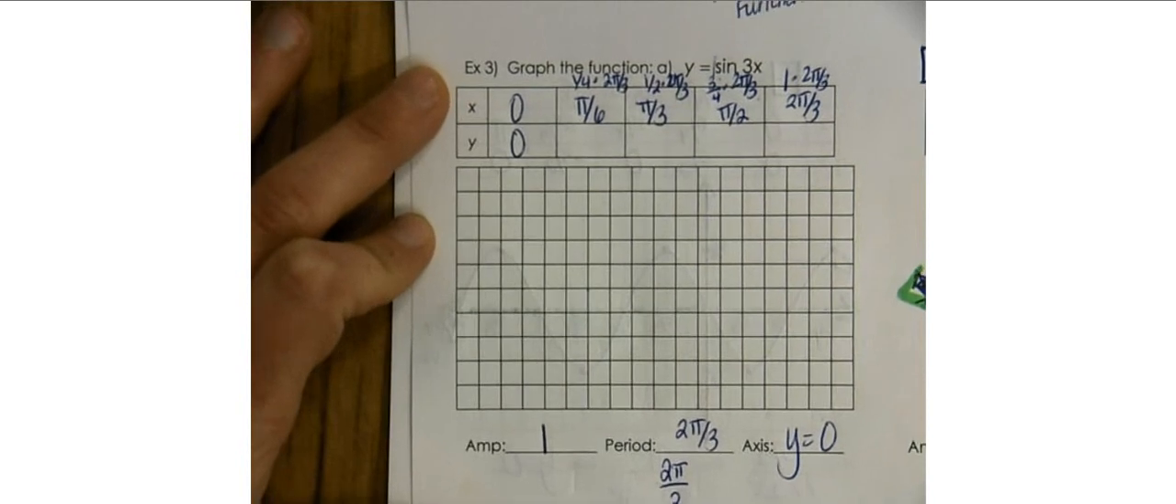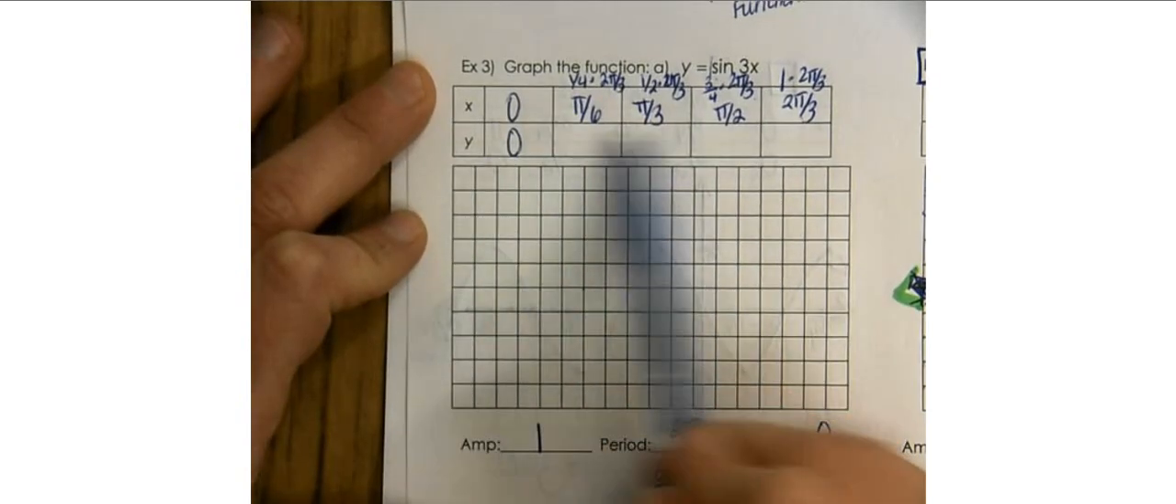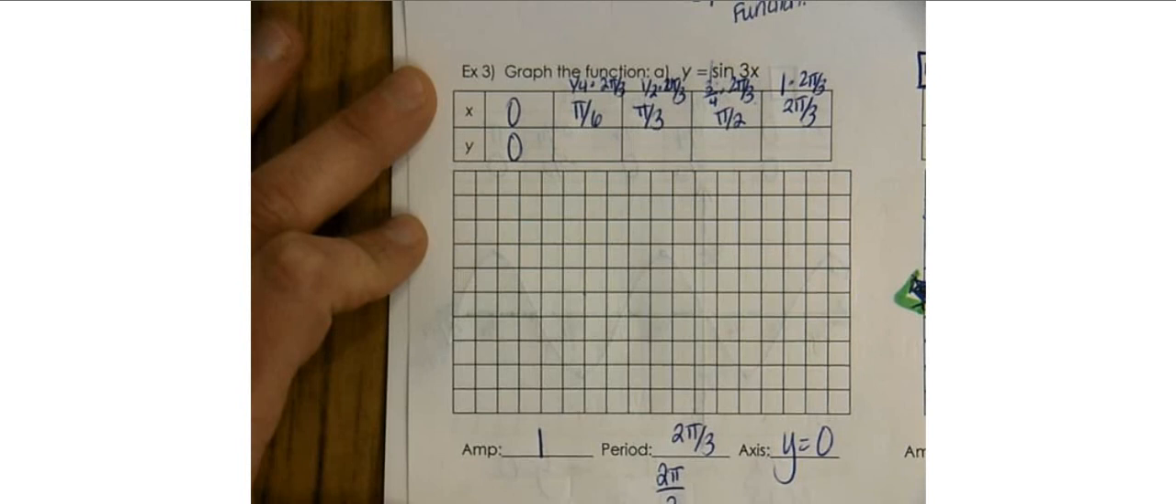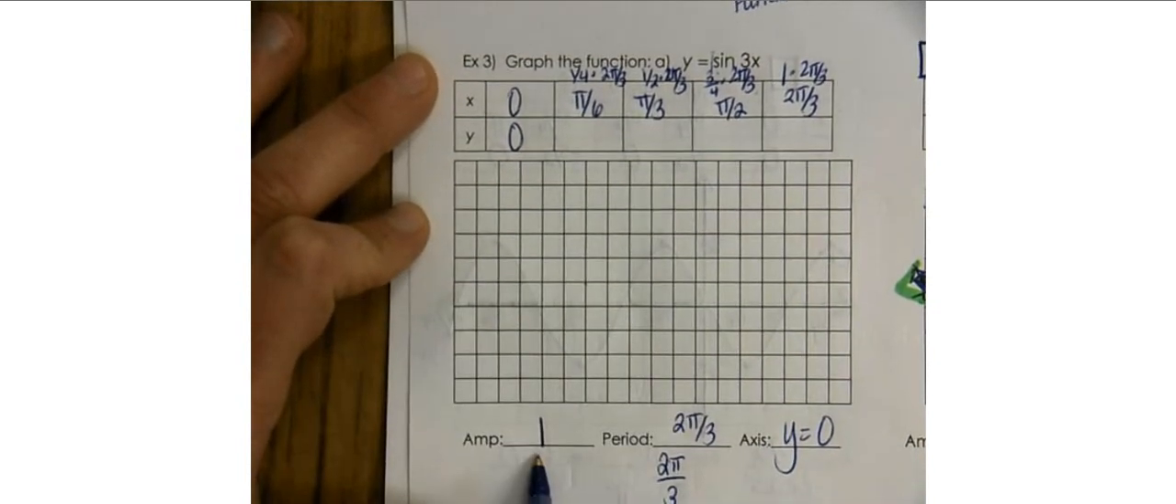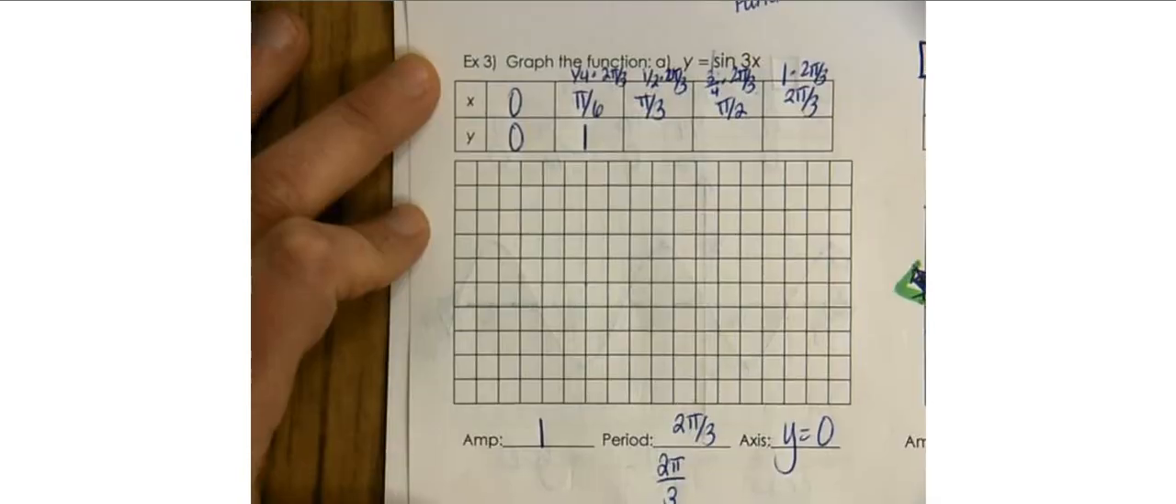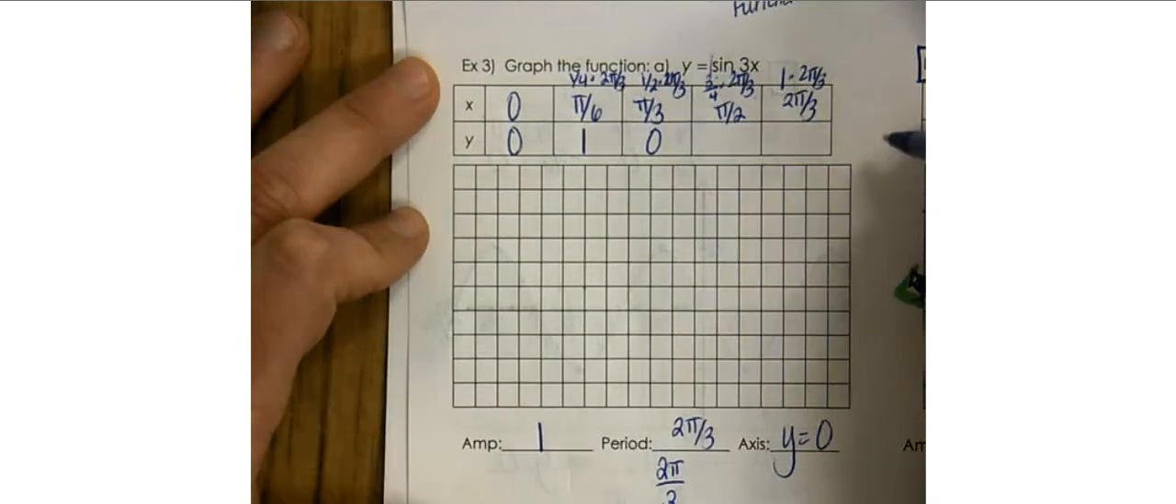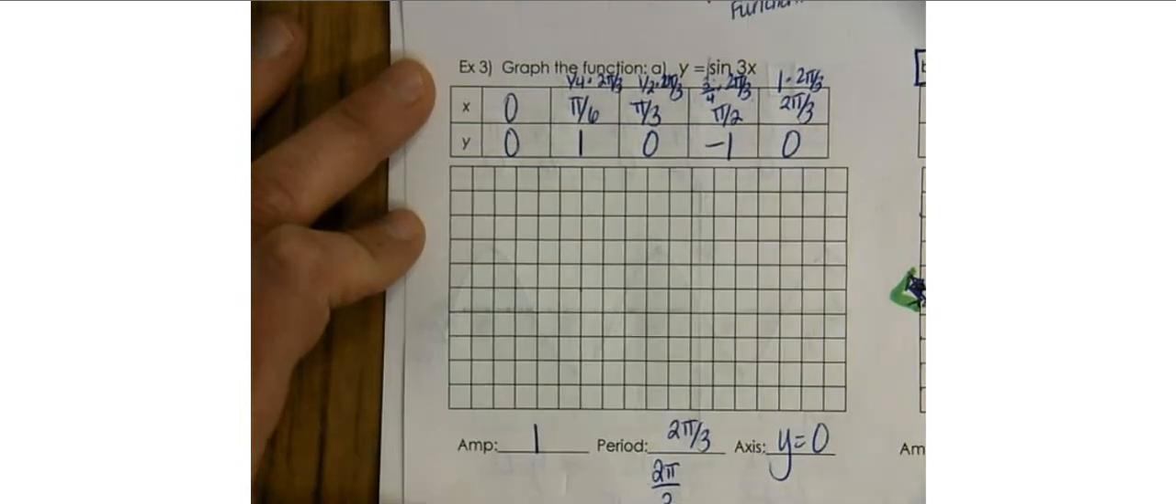So now I'm going to come up with my y values. My y values for sine always go 0, up, 0, down, 0. So I'm going to go 0 up to my maximum value, which is my amplitude. So 0 up to 1, then back to 0, then down to -1, and then back up to 0. So 0, up, 0, down, 0.